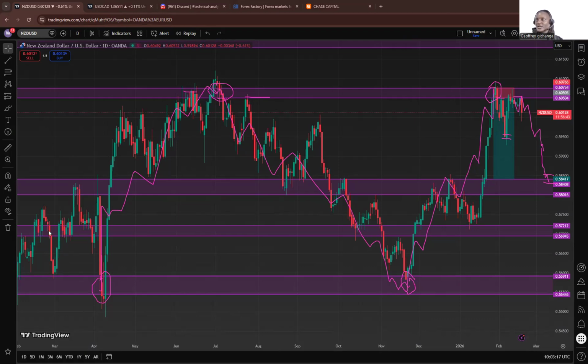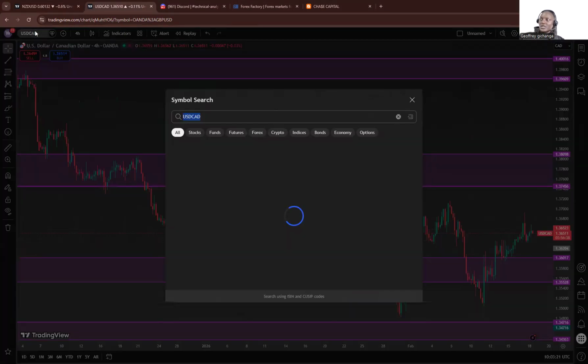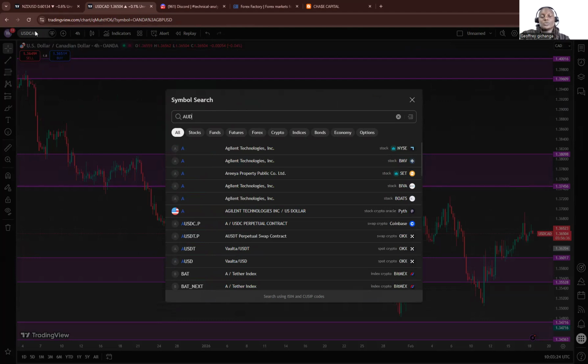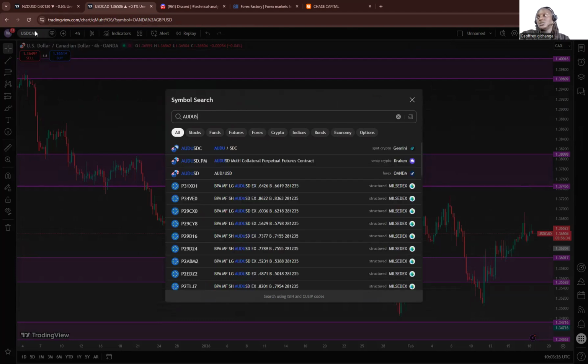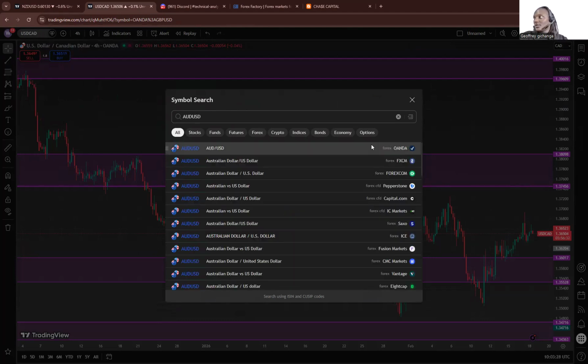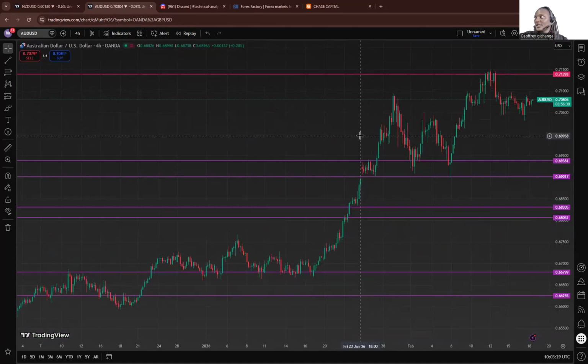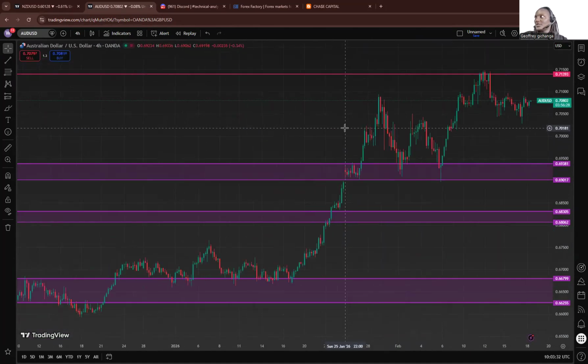Then let's have a look at AUD USD. There is AUD USD. We saw price tap these areas of 0.71400 areas, and then now you're seeing a push to the downside. So a top of this area, then now you're seeing a push to the downside.